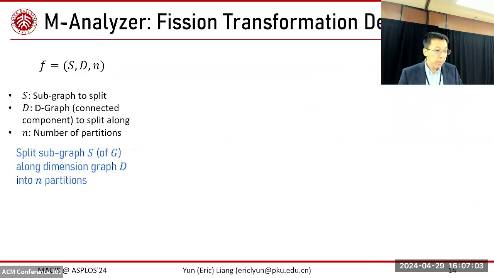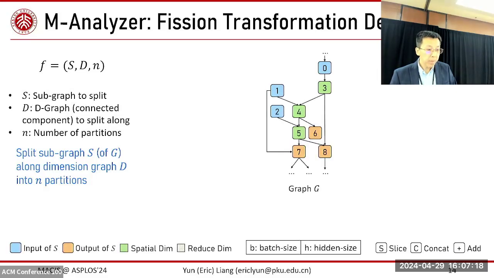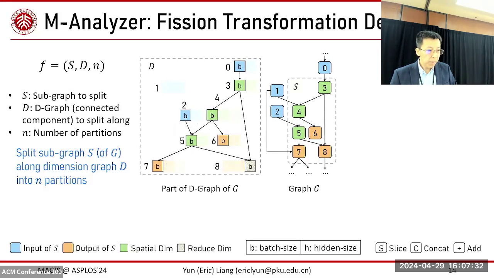Okay, next I will define this Fission transformation formally. It splits a subgraph S along dimension graph D into n parts. Let me use this example to explain. Given this graph, we want to split this subgraph S, which consists of nodes 3 to 8. Nodes 0, 1, 2 are inputs. We want to use this dimension B as the split dimension, and we want to split into 2 parts.